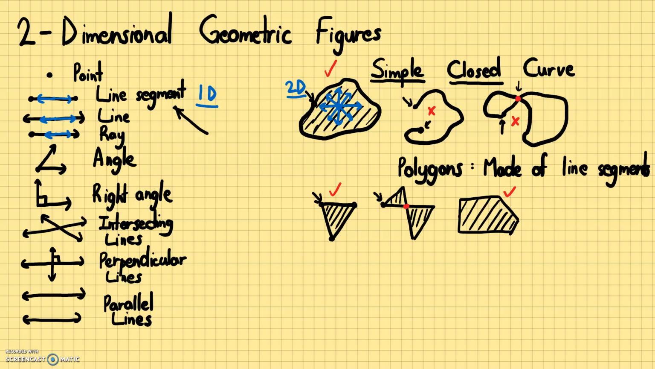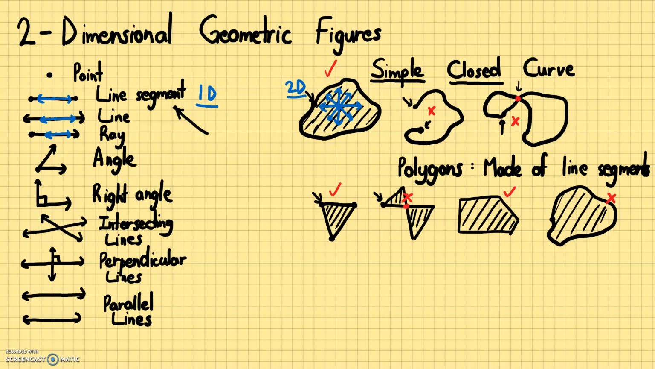Okay, so these are what's called polygons. They have line segments, or they are made up of line segments. So this right here, even though this is a simple closed curve, this is not a polygon because the sides that we've used to make the figure are not line segments. So these are not a polygon and not a polygon.